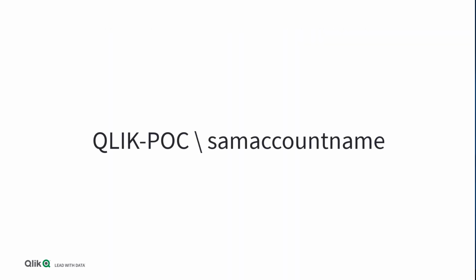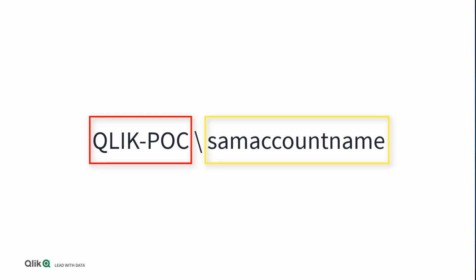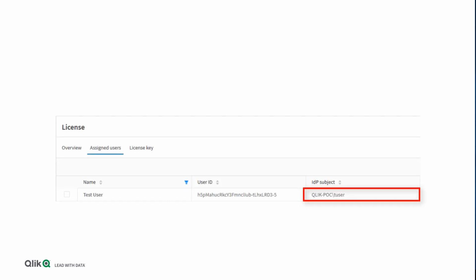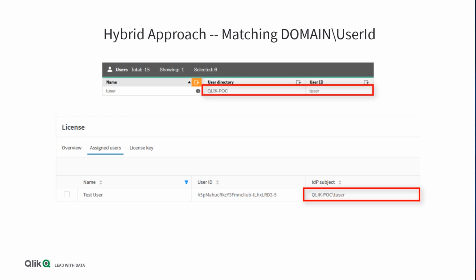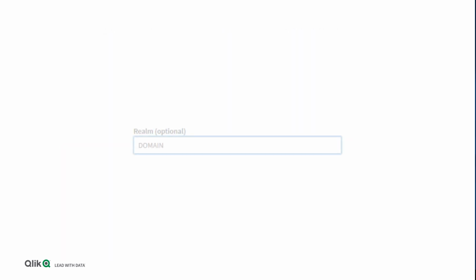In this video, our Qlik Sense environment is going to be leveraging the domain Qlik-POC with SAM account name as the user ID. So in this case, we need to confirm that the final IDP subject is Qlik-POC\SAM account name. That way, users are interpreted the same across all of your Qlik Sense systems. If you are only planning on using QSC SaaS, you will not have to worry about the domain here and can set it in QSC SaaS statically.